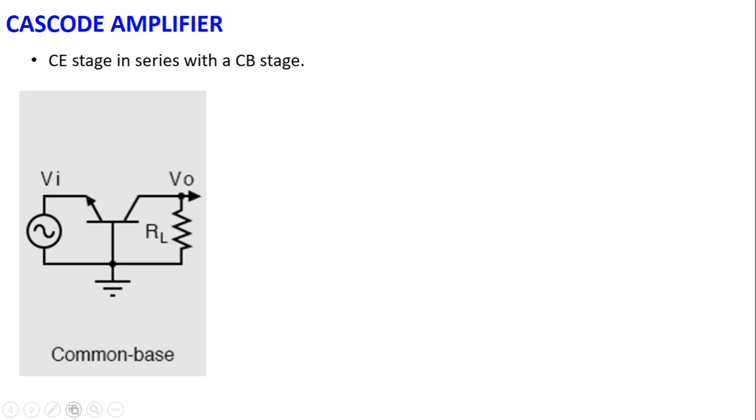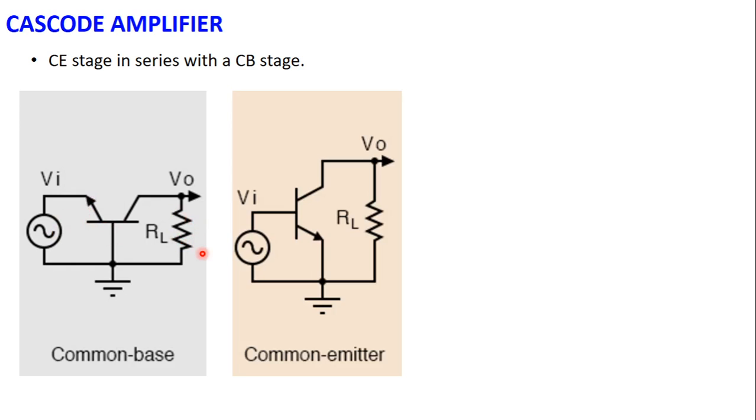Okay, look here. This is again a two-stage amplifier. So there are two stages connected back to back. Basically a common emitter stage is connected in series with a common base stage. This is a simple common base NPN transistor. This is the input voltage and this is the load resistance across which the output voltage will be taken. And this is a simple common emitter BJT. The emitter is common between the input and output sides.